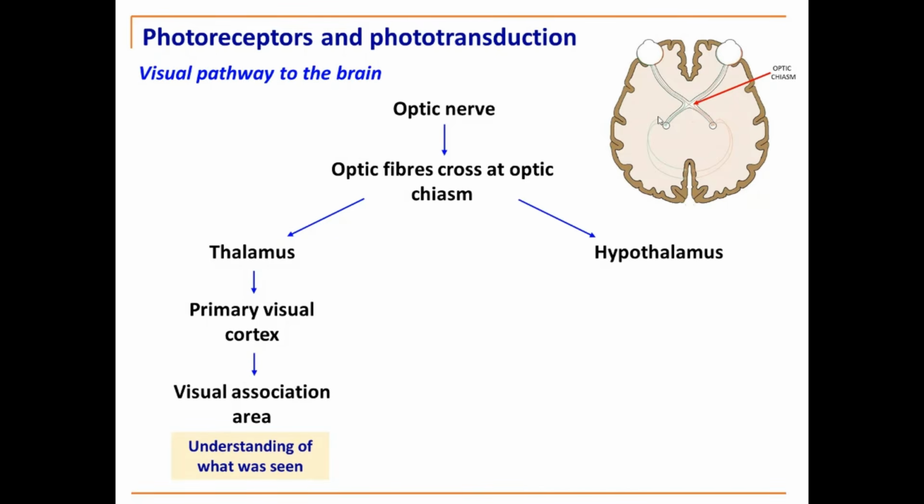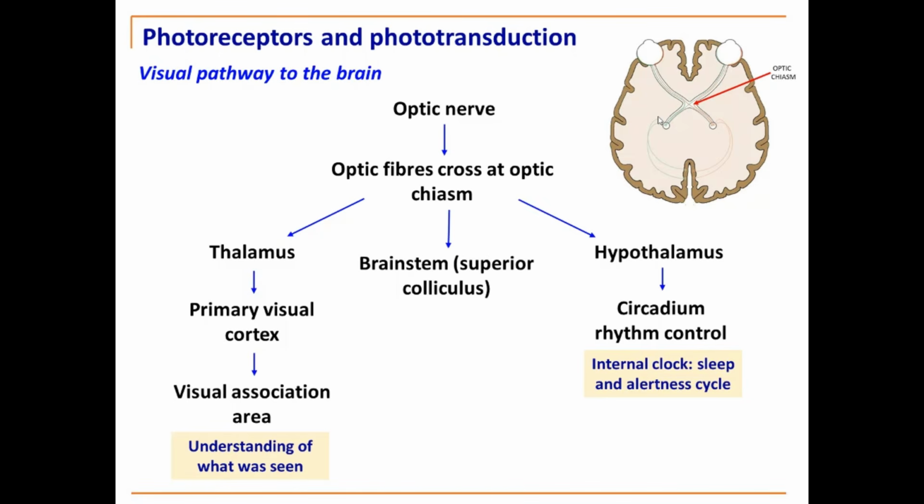It also goes to the hypothalamus, and the specific region in the hypothalamus it goes to is the hypothalamic suprachiasmatic nucleus, if you want to know that. And that helps us control circadian rhythm. So in other words, it's involved in our internal clock, involved in sleep and alertness cycles.